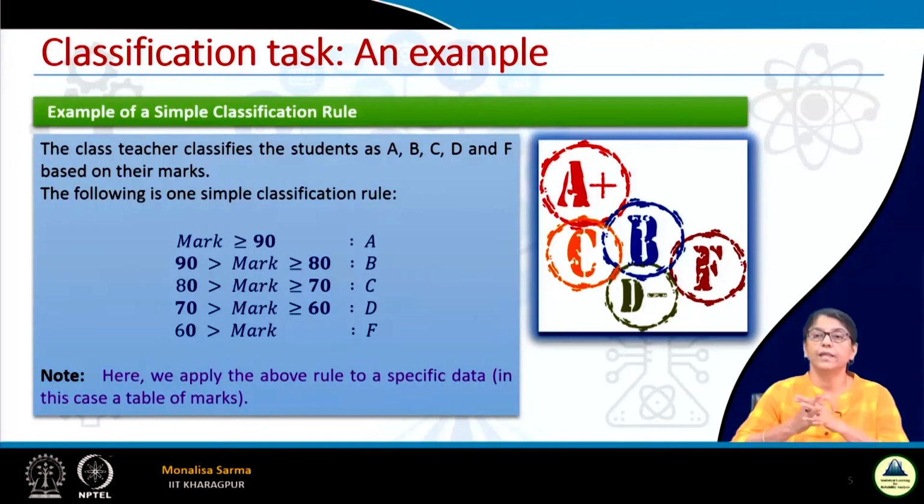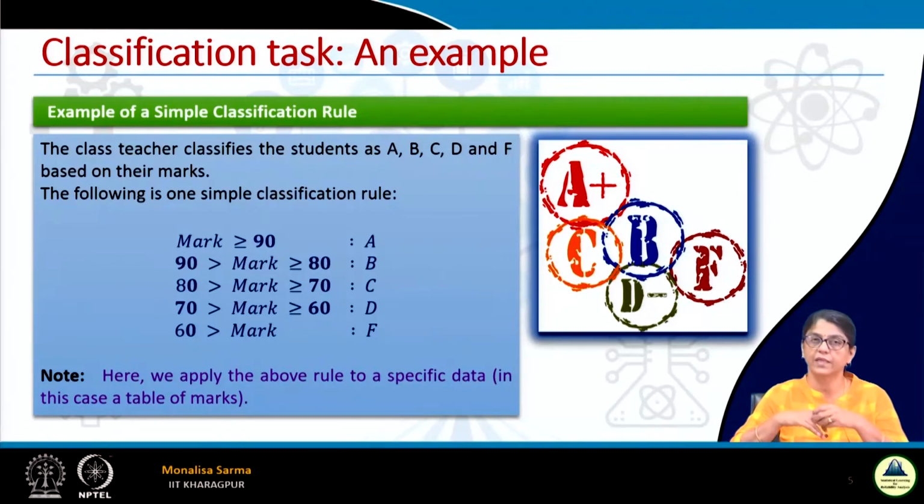Now, there is also another way where, when we classify some data, it may not be characteristics. Basically, it is some sort of rule. Using some sort of rule, sometimes we classify data.